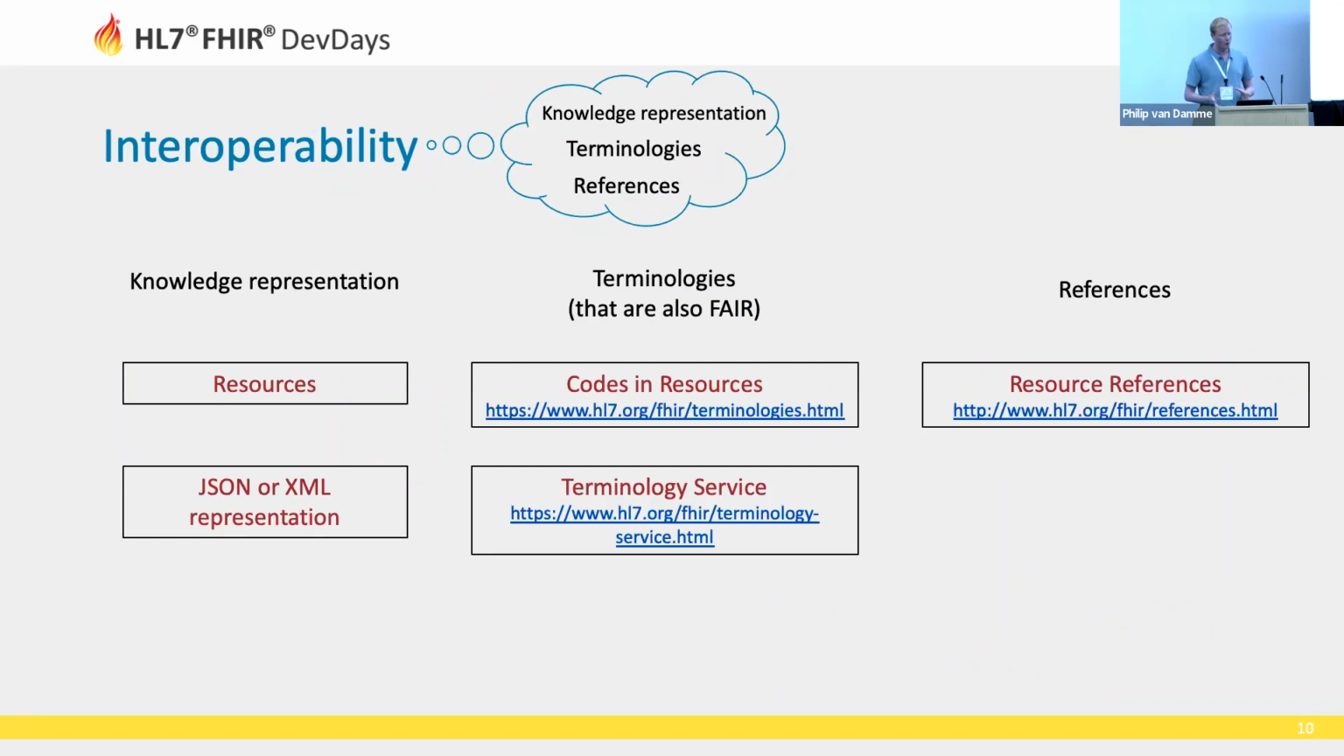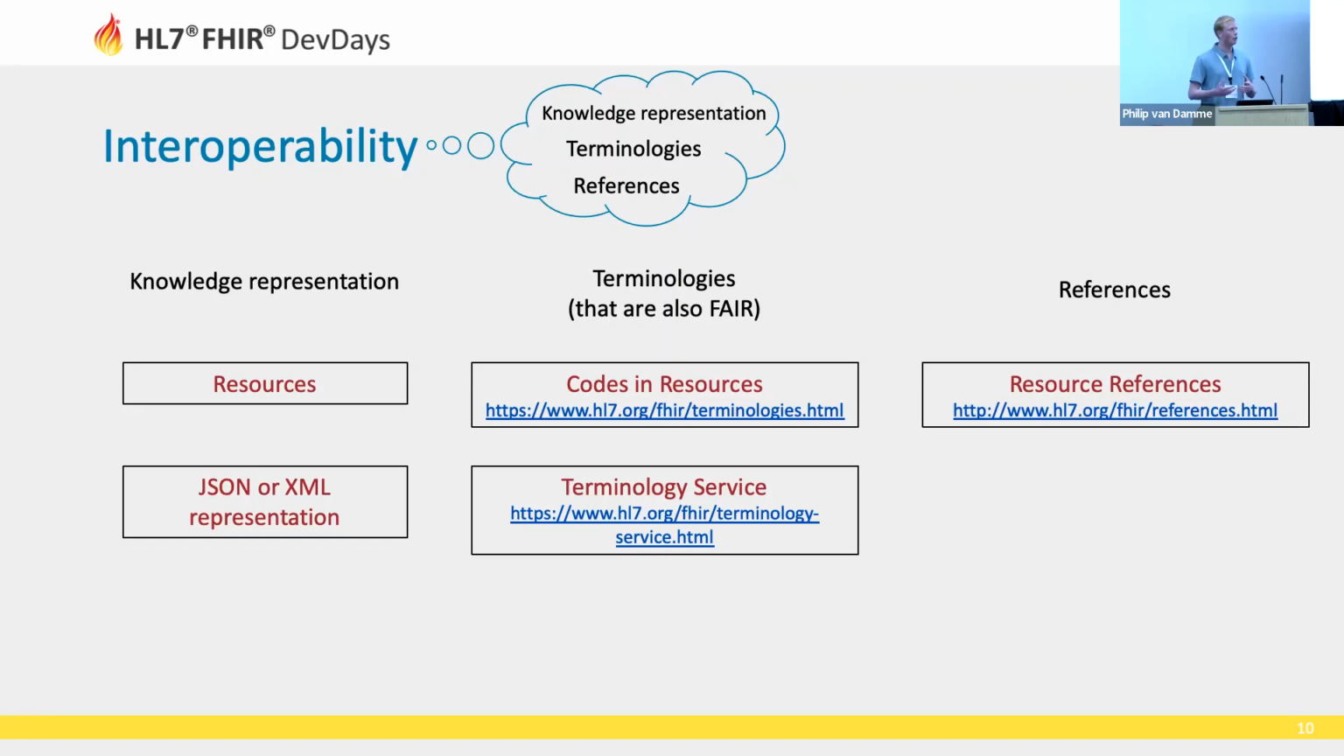Interoperability is quite straightforward. As I said, knowledge representation is about a data model and a representation format for your data. The resources in this case are the data model. The JSON or XML representation is your machine readable format. RDF is also available, so I should have added that here.